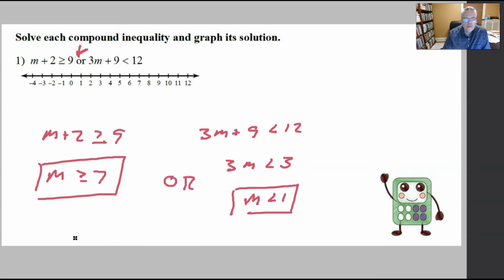So this is or. Want all the values that satisfy the first one or the second one or both. So m greater than or equal to 7. We want to include all of those values. Or the values of m less than 1. We want to include those. So any point that belongs to that graph, either piece of it, satisfies at least one of the inequalities.